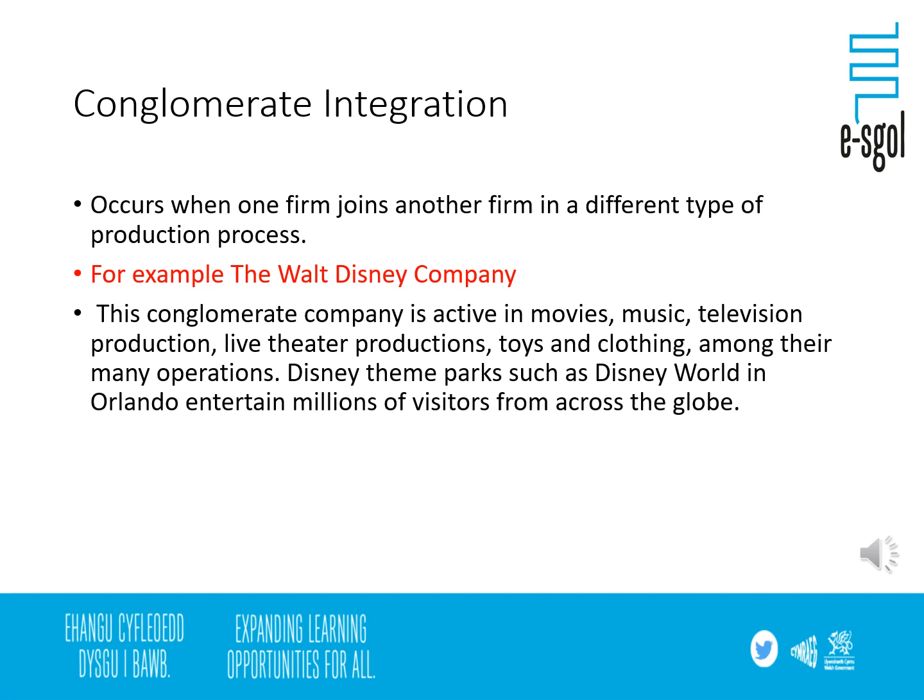And the last type of integration is conglomerate integration, which occurs when firms join another firm in a different type of production process. So if we think about Walt Disney, a conglomerate company active in movies, music, television production, live theatre productions, toys, clothing, amongst their many operations. Disney theme parks such as Disney World in Orlando entertain millions of visitors across the globe. So, if you're looking for a really good example of conglomerate integration, Walt Disney is an excellent example of that type of integration.